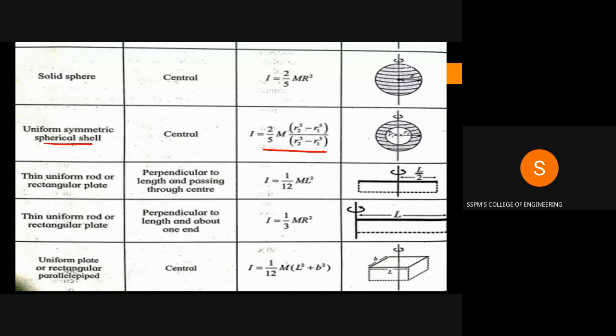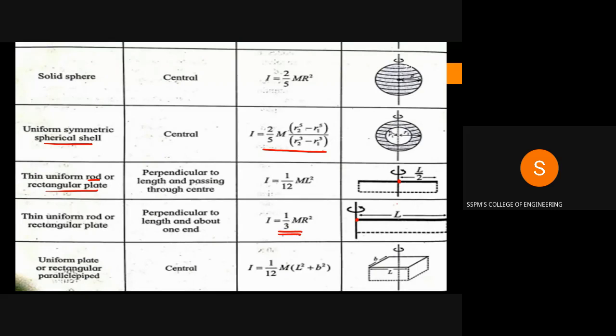For a thin uniform rod or the rectangular plane, about its center of gravity, its moment of inertia is ml square by 12. So this formula is valid for uniform rod and the rectangular plate. For a thin uniform rod or rectangular plate, the moment of inertia about one of the end points of that rod is ml square by 3.